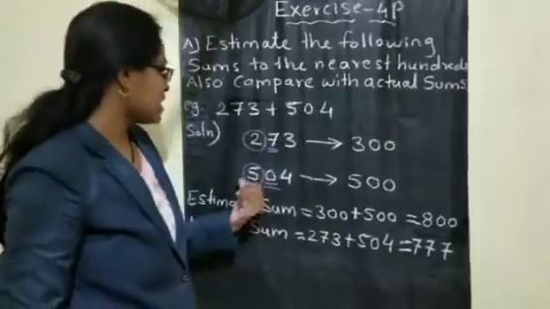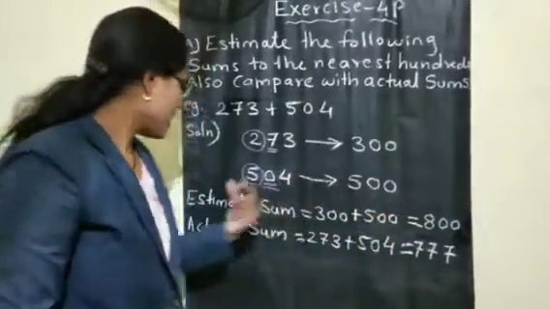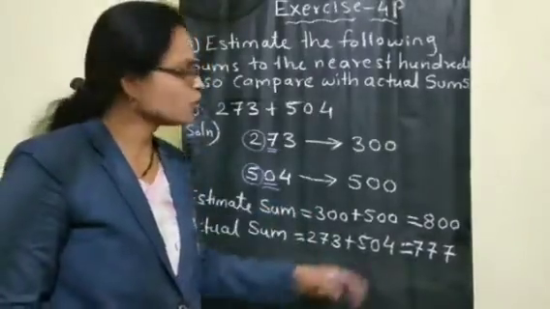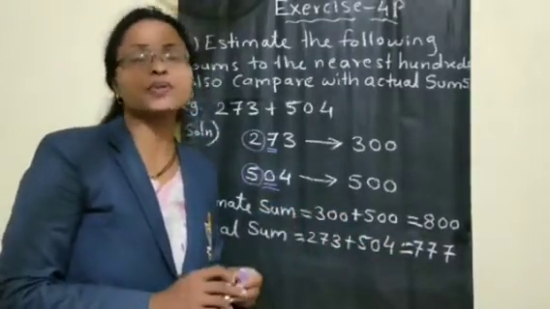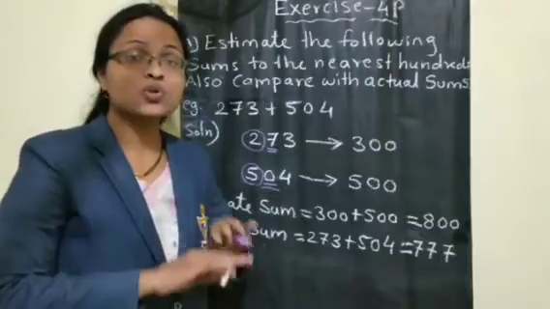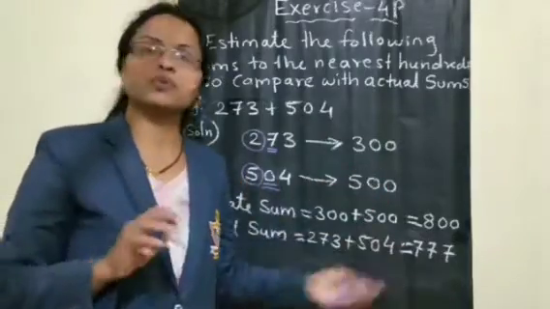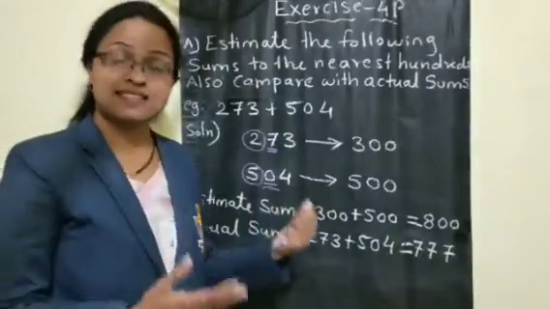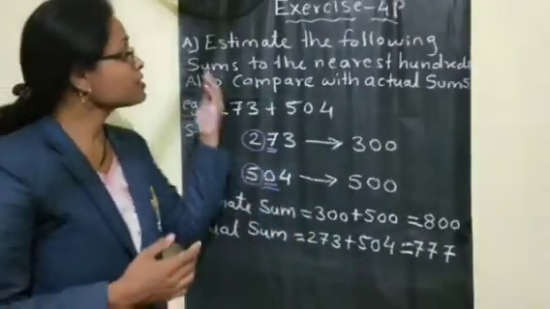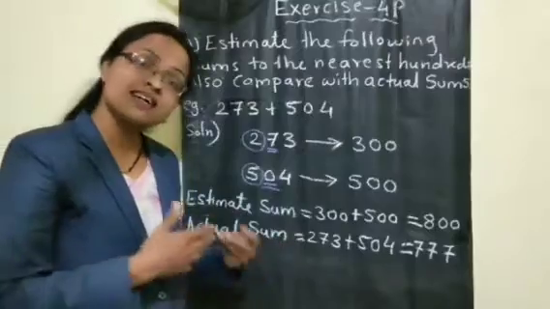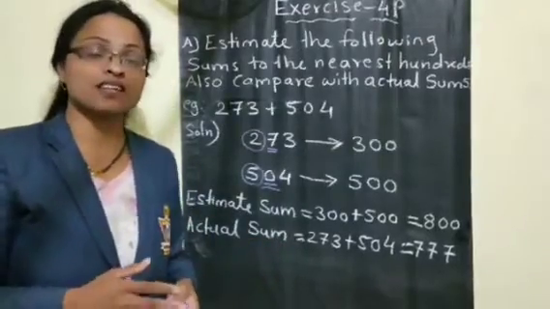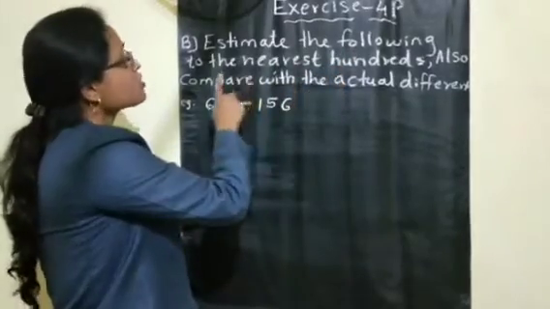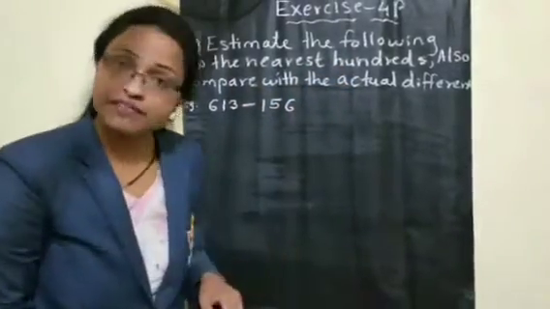So the estimated sum is 800. Actual sum is 777. Again, if you observe, the answers are near to each other. Means there is no big gap between both the numbers. Understood? This is called estimation of sum to the nearest 100. Now let us try with the next type. Round off to the nearest 100, also compare with the actual difference.